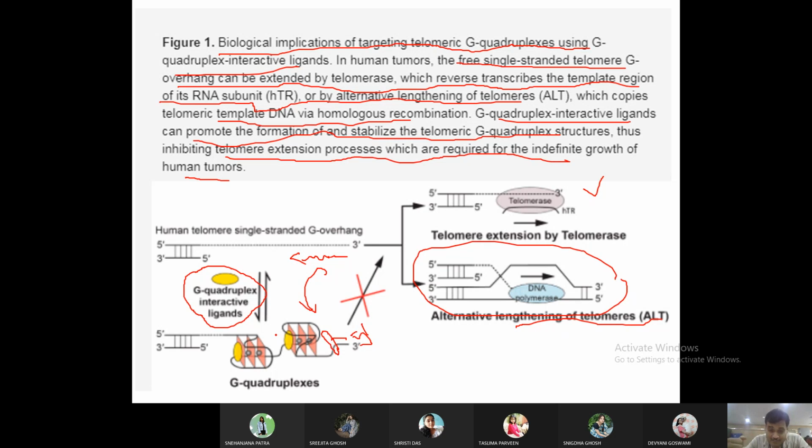So if the ends are permanently blocked, then there will be no telomerase activity, and if there is no telomerase activity, there will be no further increase of telomere. So each time the cell replicates, it will lose DNA sequence from the edge, and in that way, after a few generations, the telomere will be short enough that the cancer cell will no longer be able to replicate any further. So this is the applied part of it.